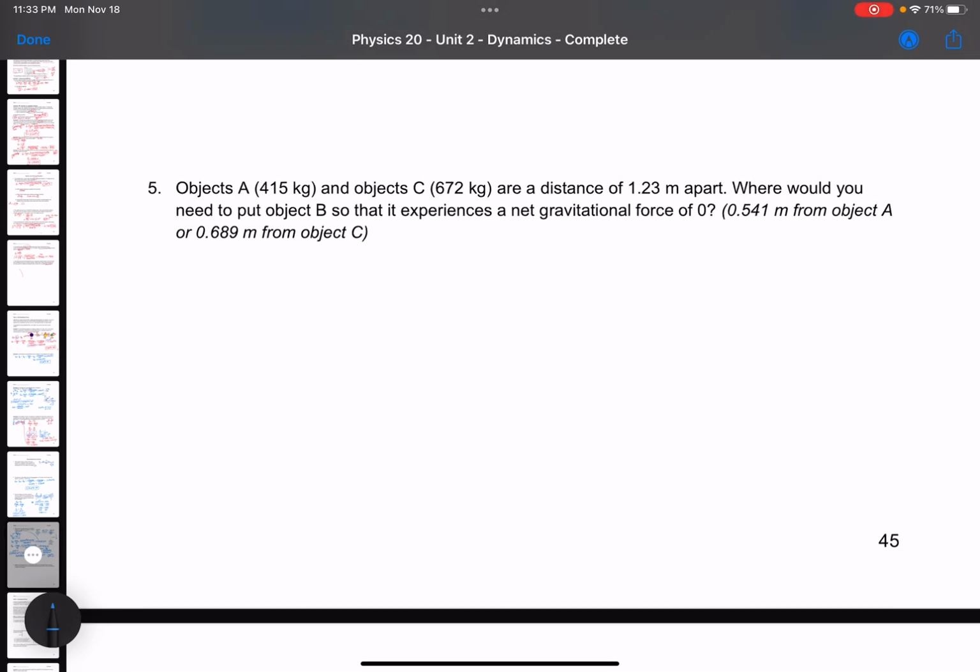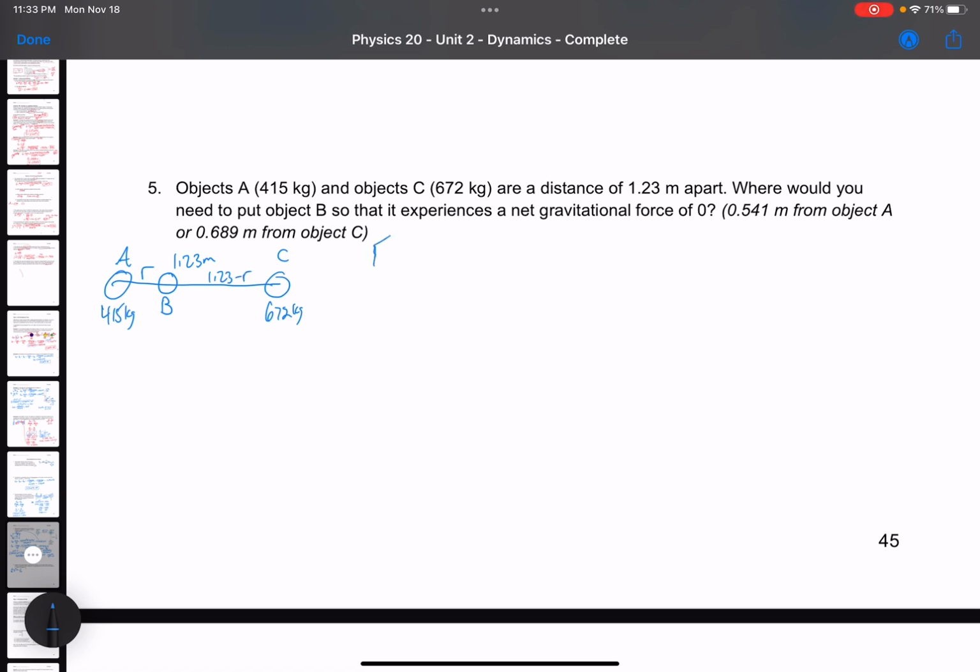Question 5. Object A, 415 kilograms. Object C, 672. They're 1.23 meters apart. Where would you need to put object B? So we got another one of these questions. Okay, so A and C. We have 415 kilograms, 672 kilograms. And where am I going to put object B? These are 1.23 meters apart in the centers. I'm going to have to put it somewhere closer to A. So I'll call this R, and this can be 1.23 minus R.